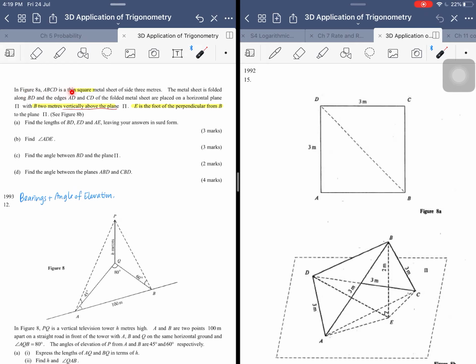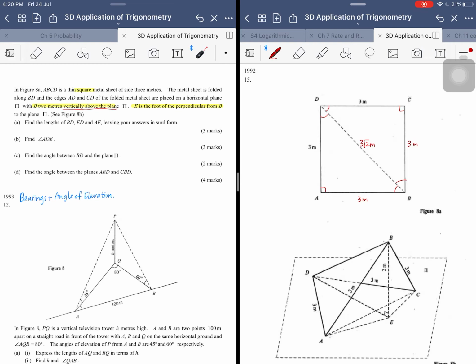So in this case, ABCD is a thin square metal sheet of side 3 meters. So 3 meters, 3 meters. It's a square. So what are the things that immediately come to your mind? Obviously, you have all 4 sides being 3 meters, and there are these 90-degree angles, and you can also find out its diagonal, right? So these are some basic things you can quickly mark on your diagram first. And of course, you know all these 45 degrees as well. So I'm not going to write them down, because you know it already.